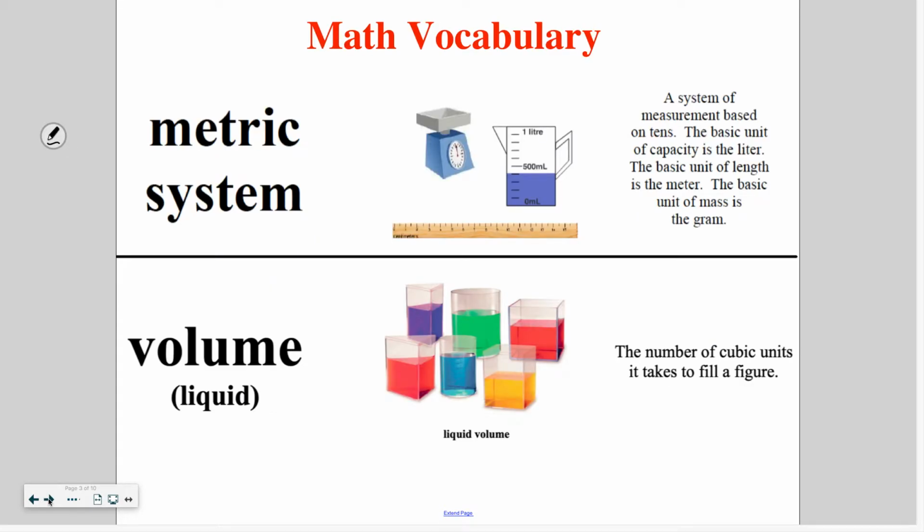Let's look at our vocabulary. The metric system is a system of measurement based on tens, and there are three forms of this measurement. So we use liters to represent liquid volume specifically, meters to measure length, and grams to measure the mass of an object. So liquid volume or capacity is used for liters. Here it says cubic units, but that is for solid volume, like a box or the volume of a room. This is for liquid volume, we use liters.